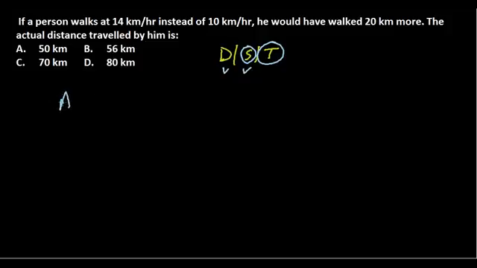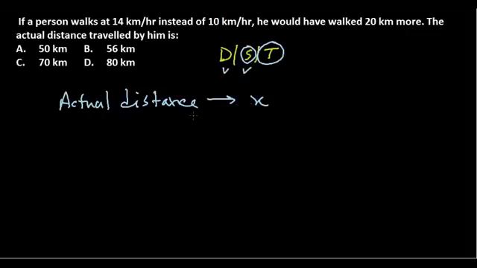So let's say the actual distance traveled by the person is assumed to be x, right? So if this is x in this case, what is going to be our choice?